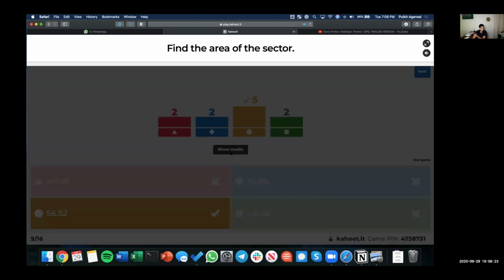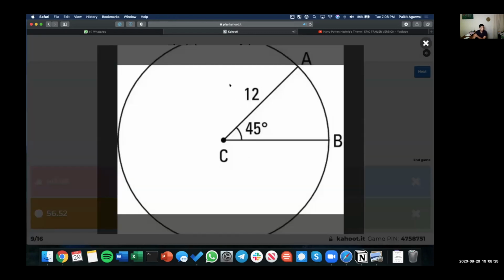Okay, so this one is just pi r squared, where r is 12. Pi r squared is the area of the entire circle, times 45 divided by 360, right, to get the sector here. So pi times 12 squared, so pi times 144 times 45 divided by 360.